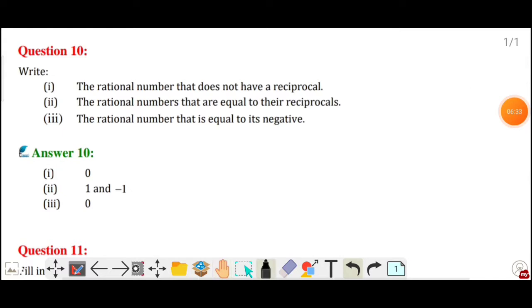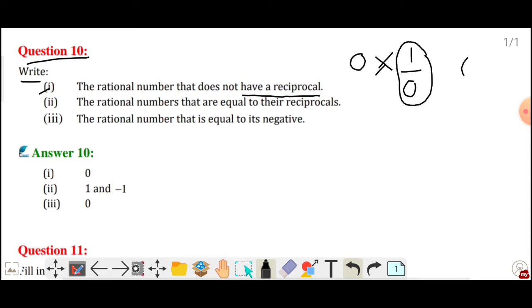Next, question number 10. Write sub question number 1. The rational number that does not have a reciprocal. Which rational number does not have a reciprocal? Answer is 0. The reciprocal of 0 we cannot write as 1 by 0, because 1 by 0 means infinity. It will become wrong. Therefore, 0 doesn't have any reciprocal.